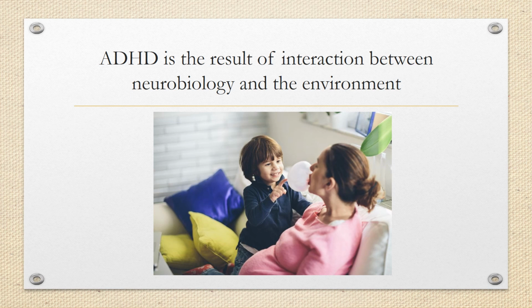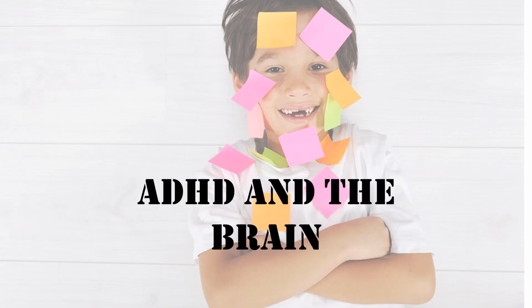So I mentioned a lot about neurobiology because ADHD is a neurobiological condition, but the way that it's manifested is also a result of the interaction between neurobiology and the environment. We already spoke about executive function and the brain. Let's take a look at some of the differences between the individual with ADHD and the typical individual in terms of neurology and brain.